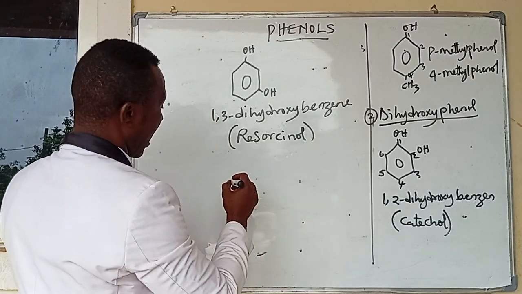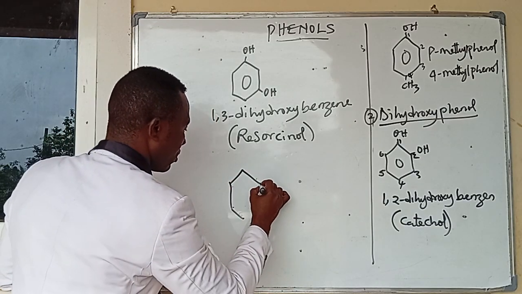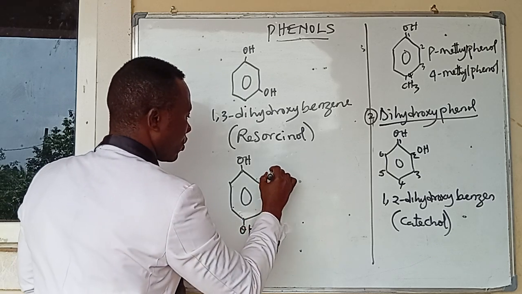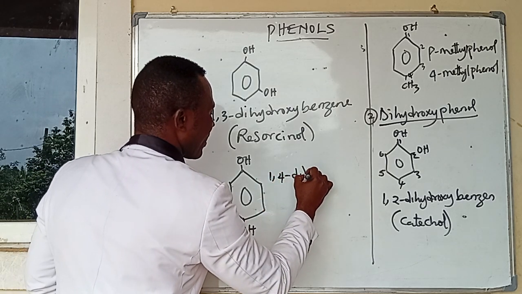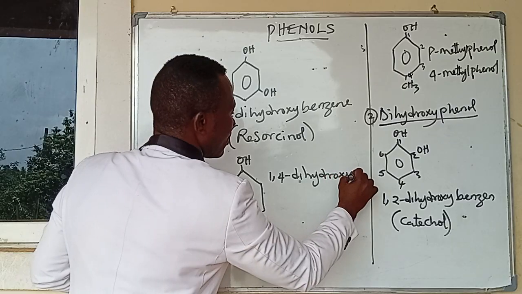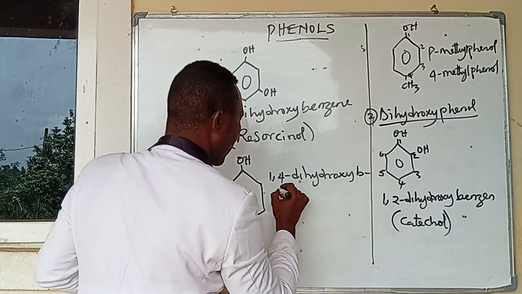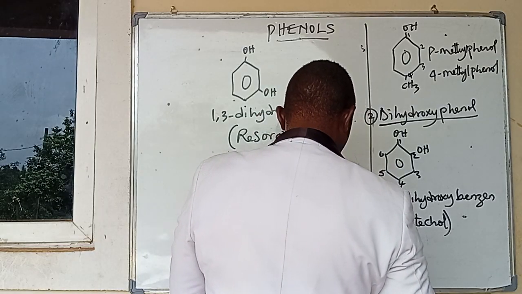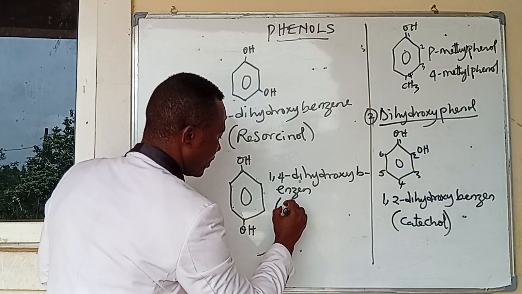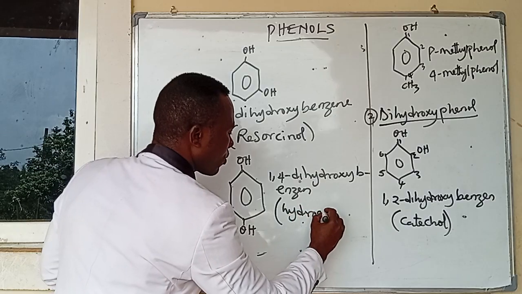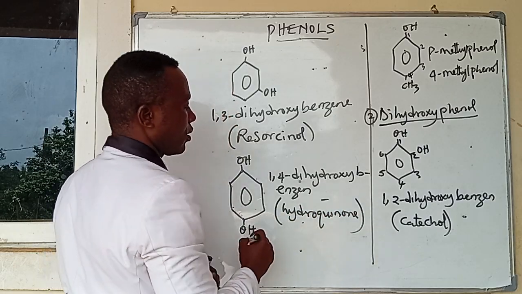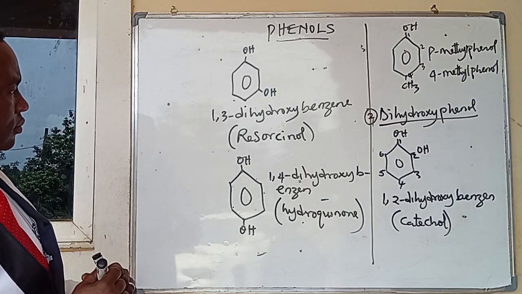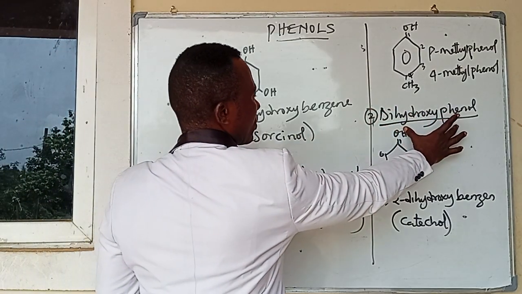We can also have OH here. This is 1, 4 dihydroxy benzene. 1, 4 dihydroxy benzene is known as hydroquinone. That is another dihydroxy phenol.